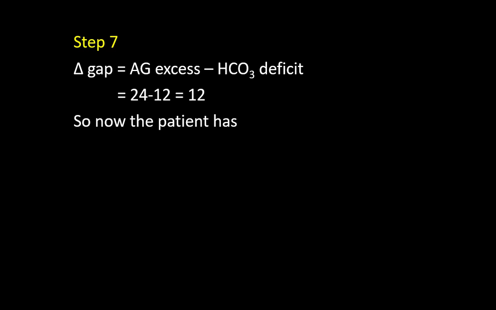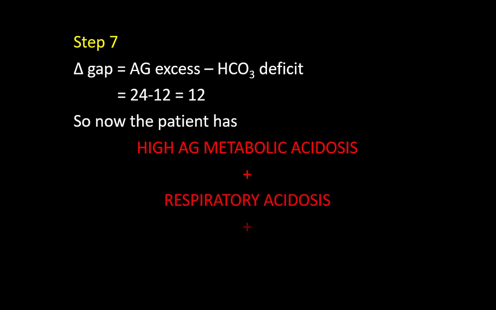Step 7, delta gap. Anion gap excess minus bicarb deficit. So now what does the patient have? High anion gap metabolic acidosis plus respiratory acidosis plus metabolic alkalosis. Any doubt in these 3 steps?